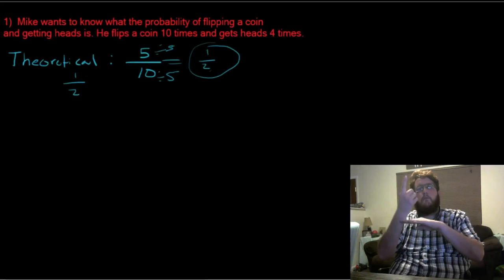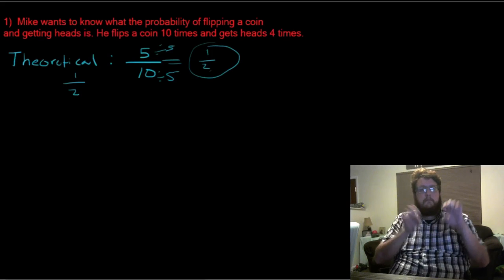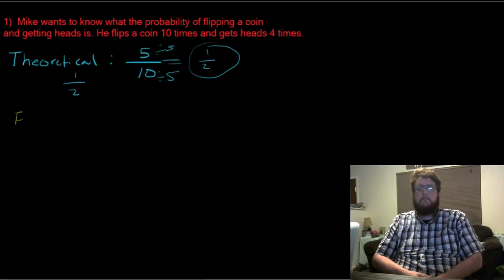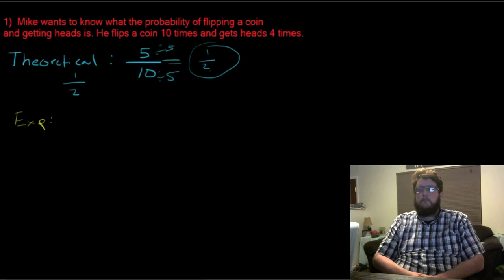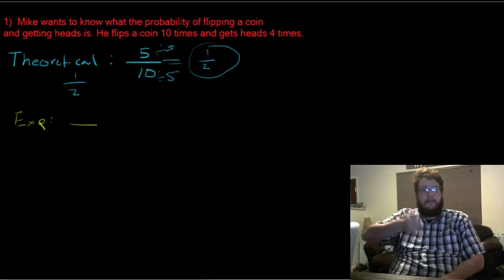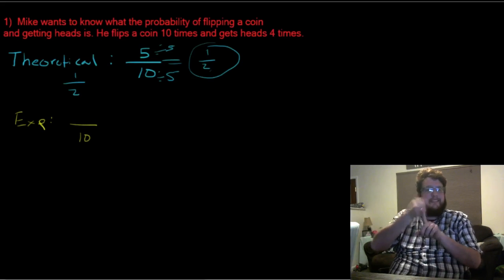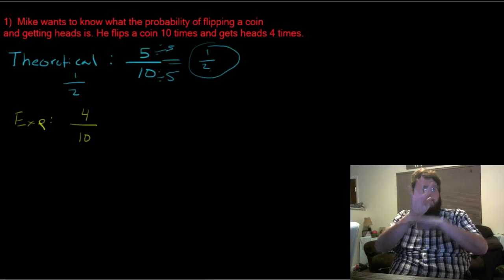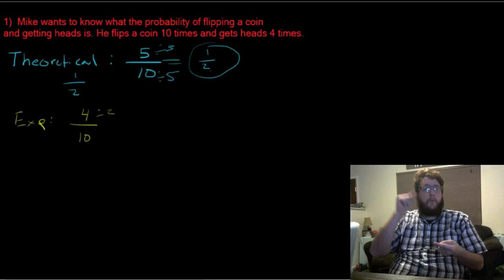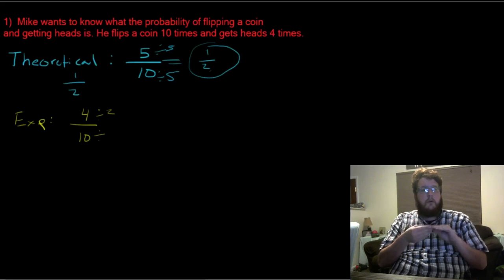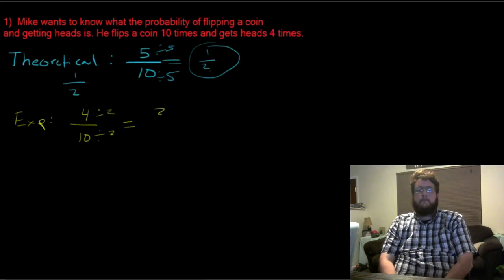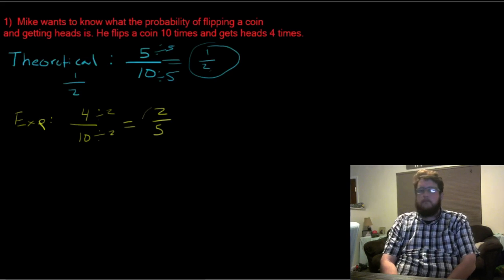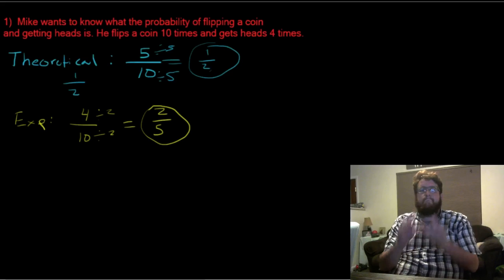Now for the experimental probability, I'll just call that EXP. He flips the coin 10 times. And out of those 10, he got 4 heads, 4 things that he wanted. And so we can divide these both by 2. And we'll get 2/5. And that is our experimental probability. That's all you have to do for number 1.